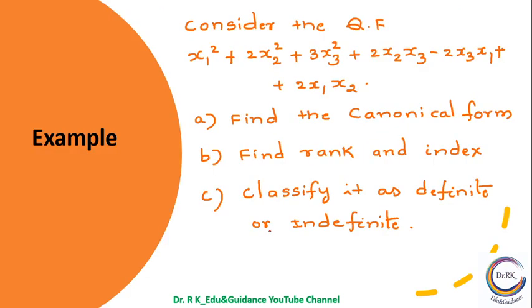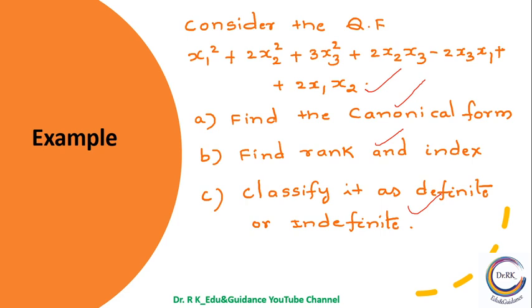Now we'll take an example. I think with this example we'll understand the concept. It is very important, whenever we have this topic, this is one of the things generally they ask. So consider the quadratic form, convert it into canonical form, then find its rank and index, and based on that classify it. First of all, is it a quadratic form or not? That is the basic thing.